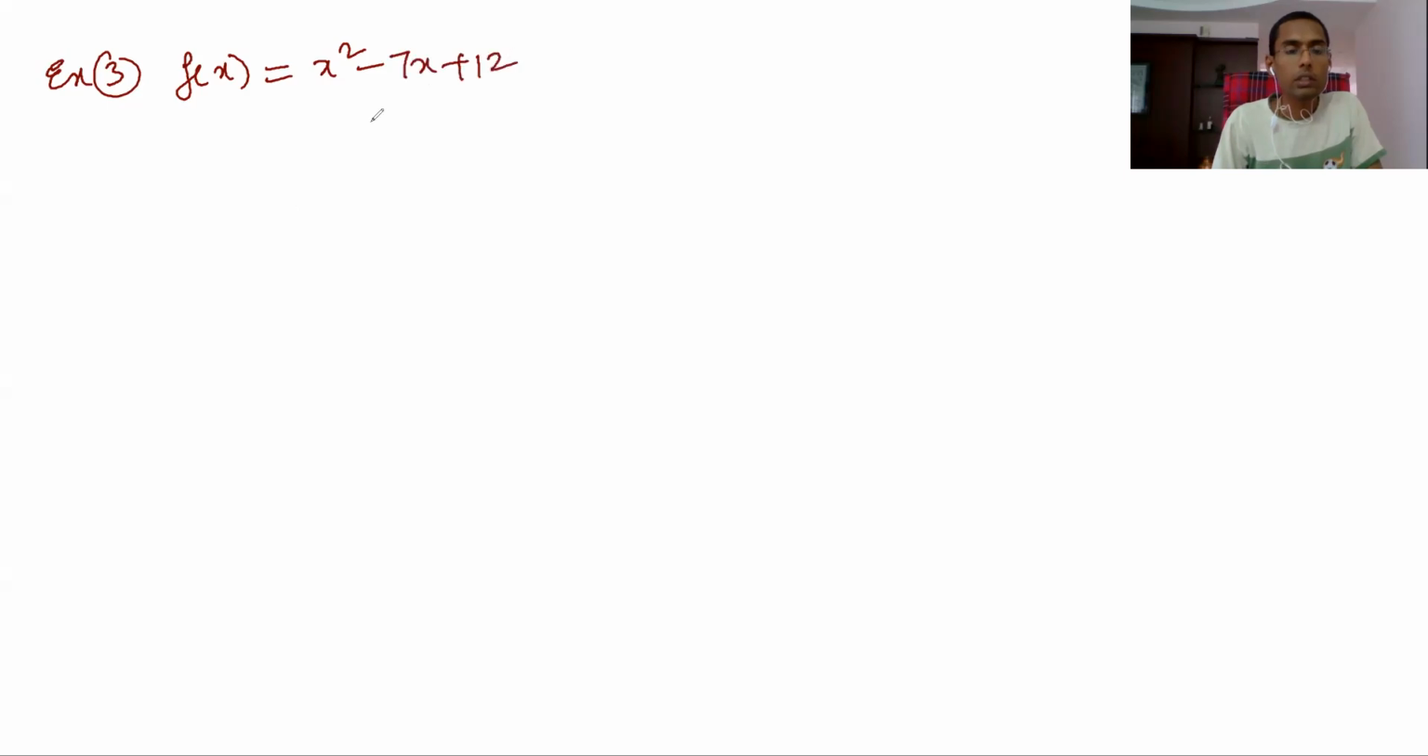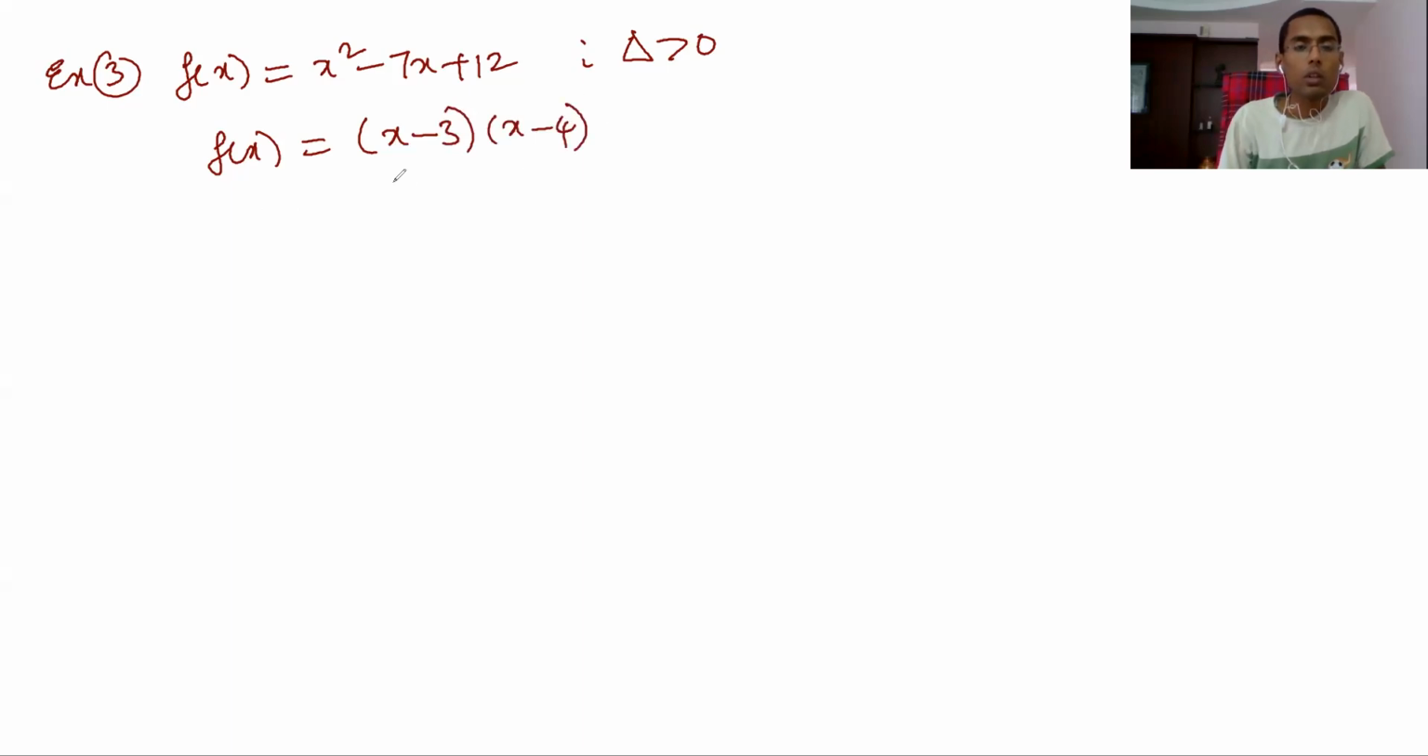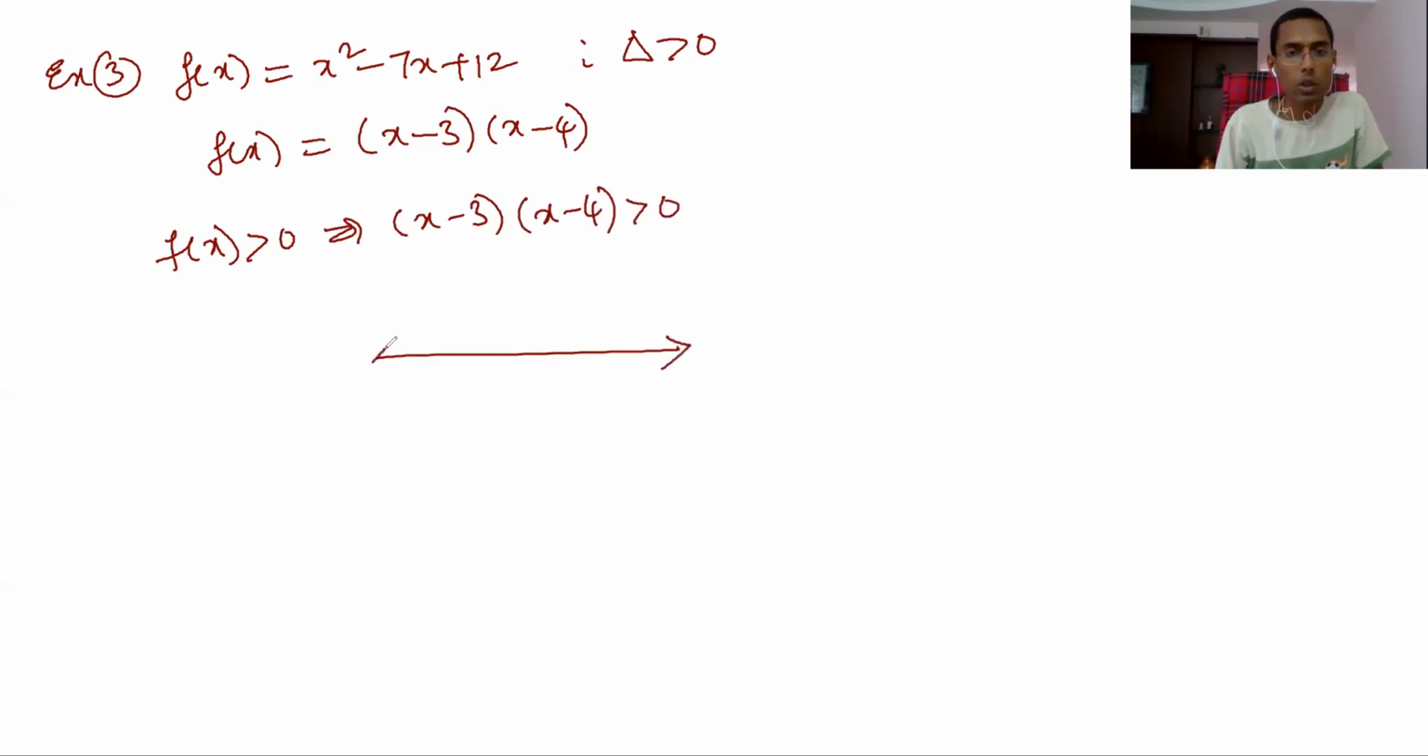Okay, like this. So, discuss the sign of the quadratic expression. Now here, if you find the delta, delta is positive. Here delta is greater than 0, that means two roots will be there: x minus 3 into x minus 4. Now I need to discuss the sign. If it is positive, that means x minus 3 into x minus 4 is greater than 0. Greater than 0 means more than 4.